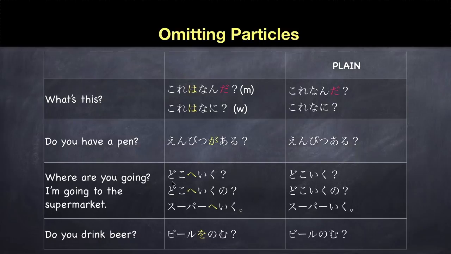Where are you going? Doko iku? So here we can drop particle e. Doko iku? Or doko iku no? I'm going to the supermarket. Supa e iku. Supa iku. Do you drink beer? So here we can drop particle o. Biru o nomu becomes biru nomu. However, some particles are not omitted, such as de, ni, kara, made, to, and so on. Because if you remove them, the sentence will be hard to understand.